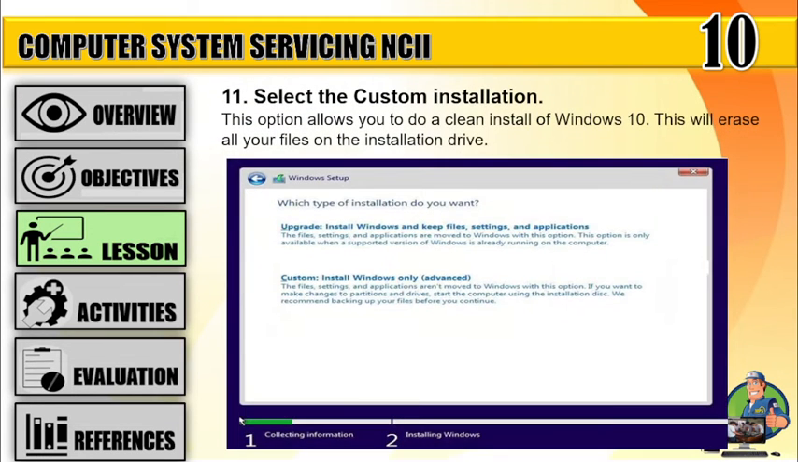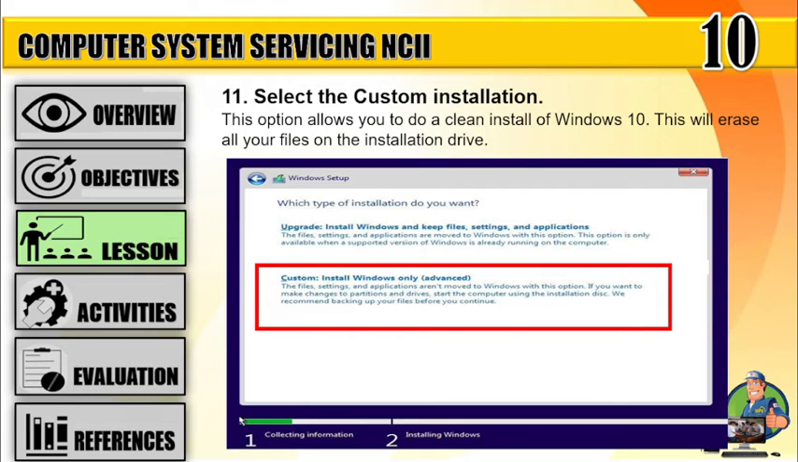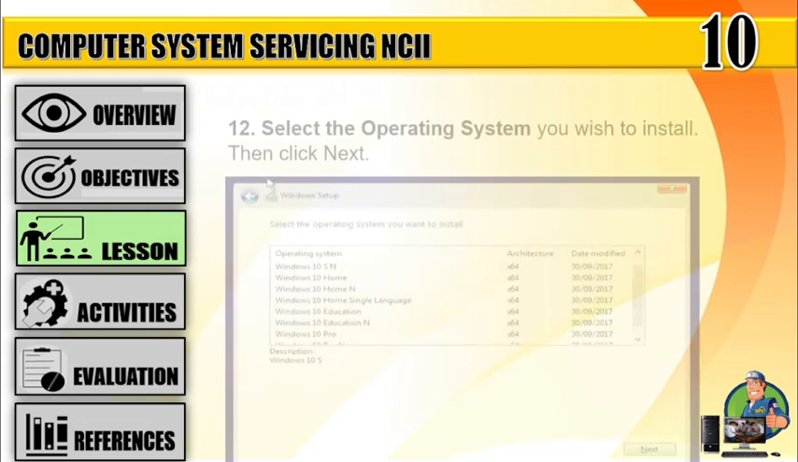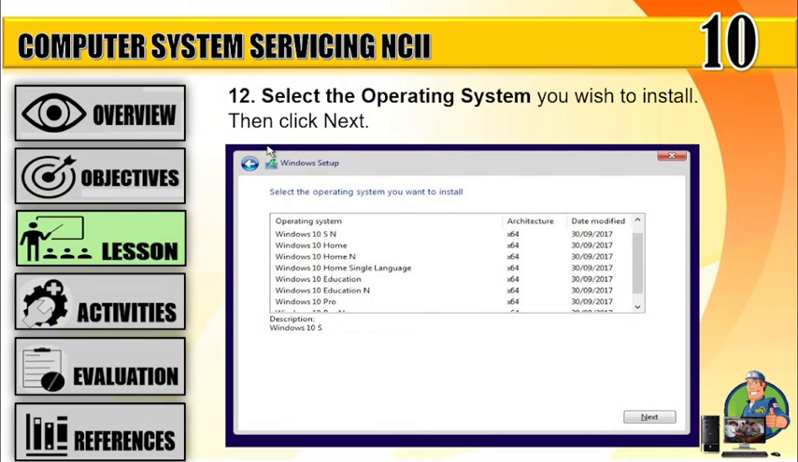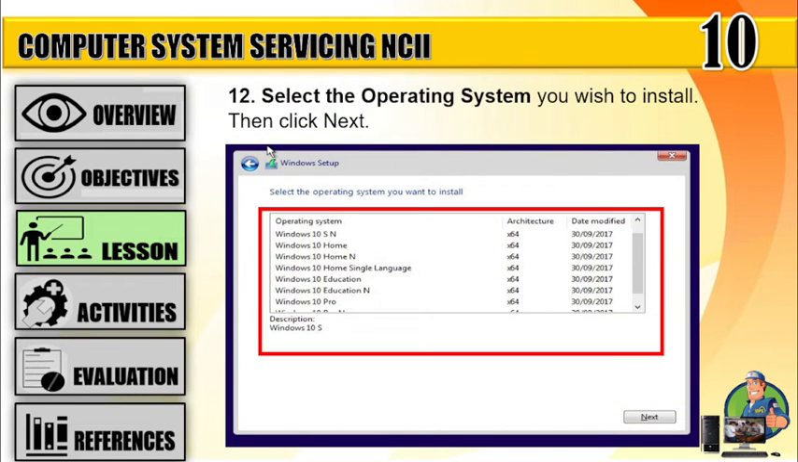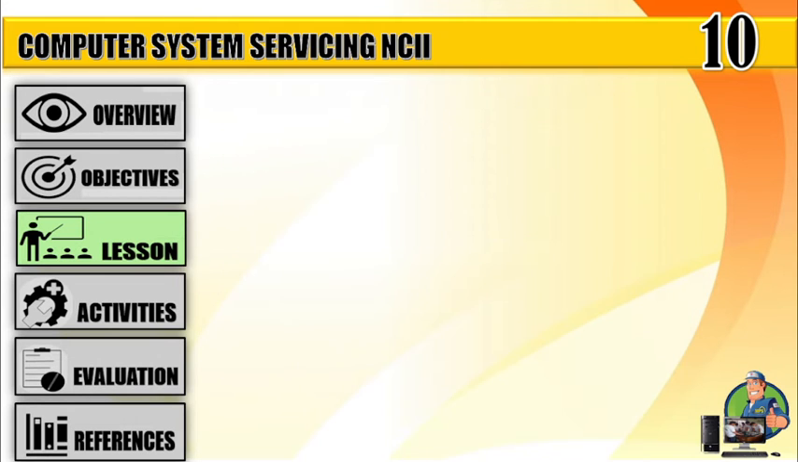Number 11. Select the Custom installation. This option allows you to do a clean install of Windows 10. This will erase all your files on the installation drive. Number 12. Select the operating system you wish to install. Then click Next.